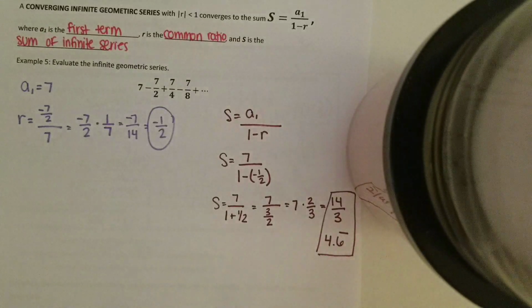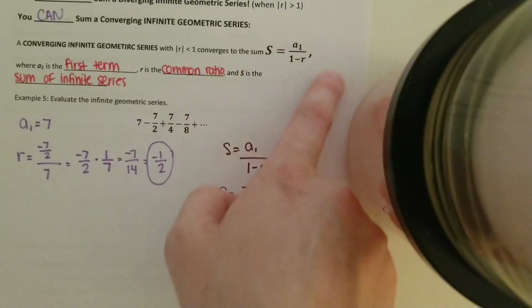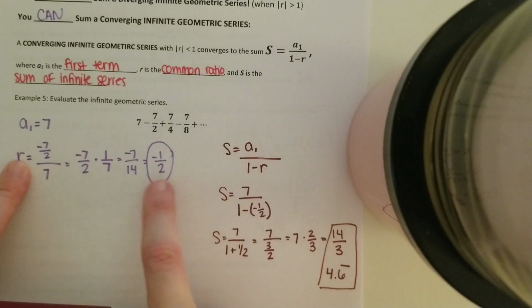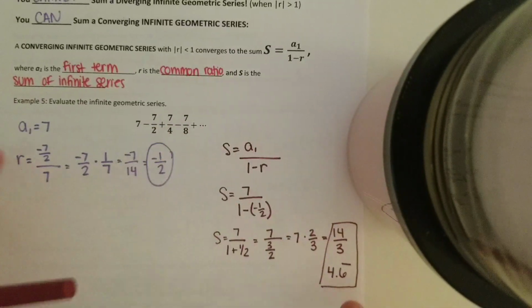So if you're talking about a geometric series that is infinite, it has the dot, dot, dot, this is the formula you use right here. You have to identify your A1, your first term, your ratio, where you divide the first two, and then you just take it and plug it in.